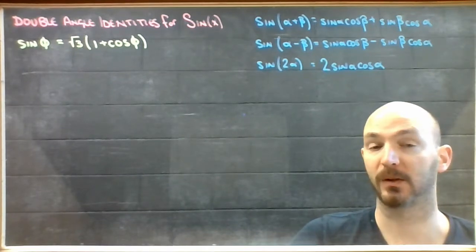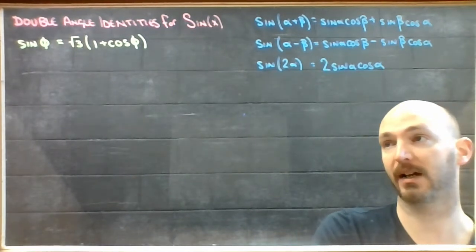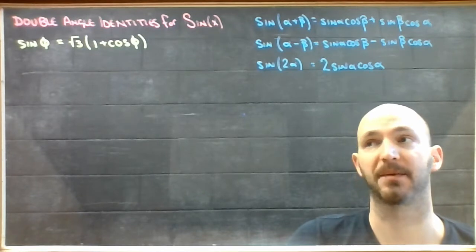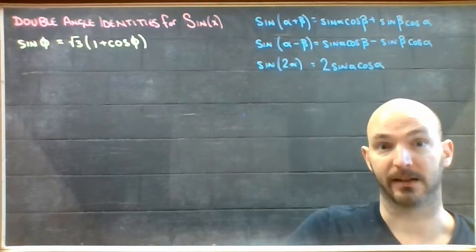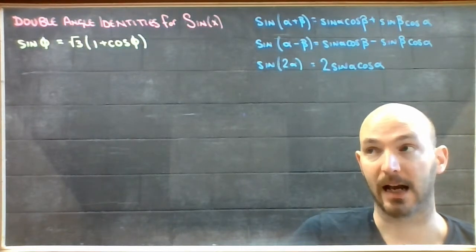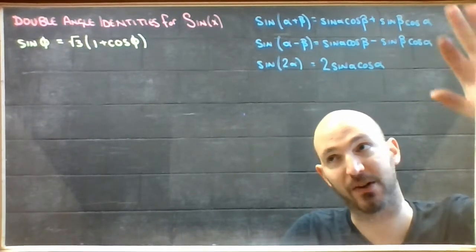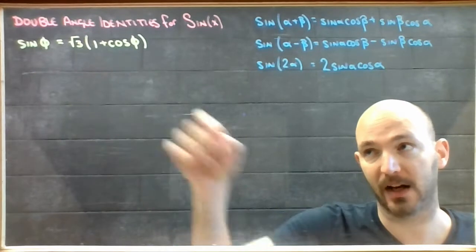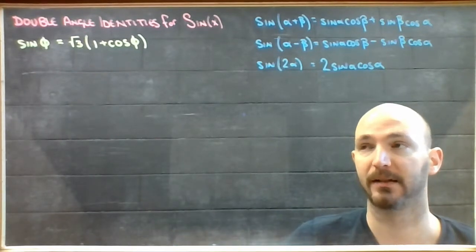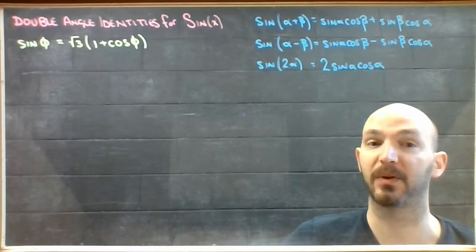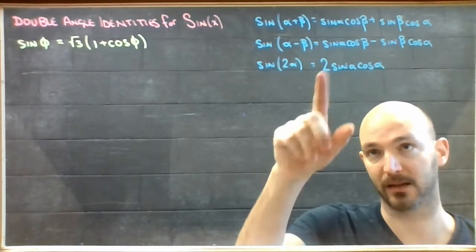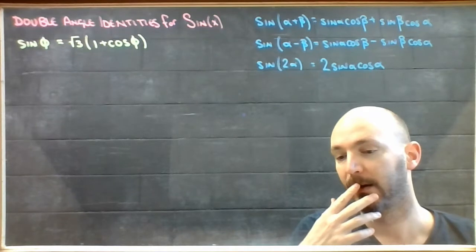Okay, so last example, I have sine of phi equals root 3 times 1 plus cos of phi. Now that doesn't look like any of these things. The only thing that it has in common with these three expressions is it has both a sine phi and a cos phi in it. So I have to figure out how I'm going to manipulate this in order to make them look this way.